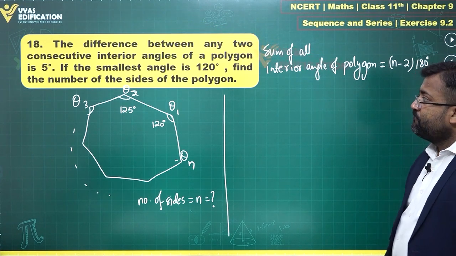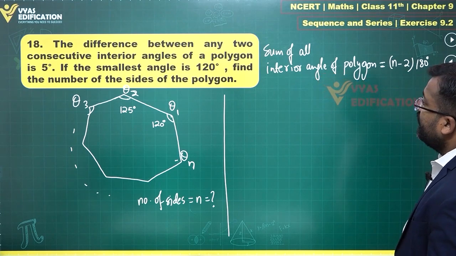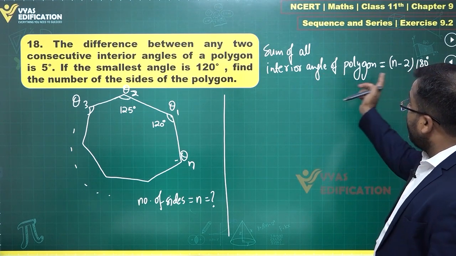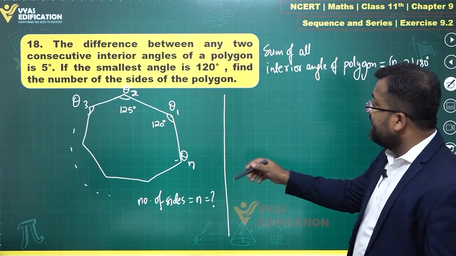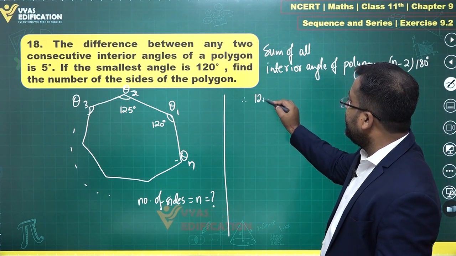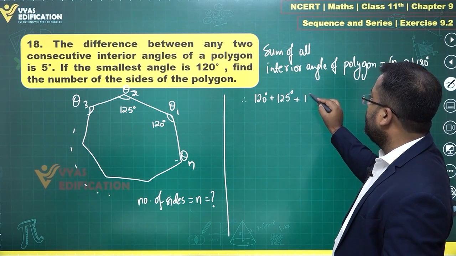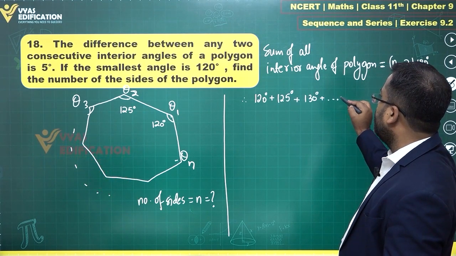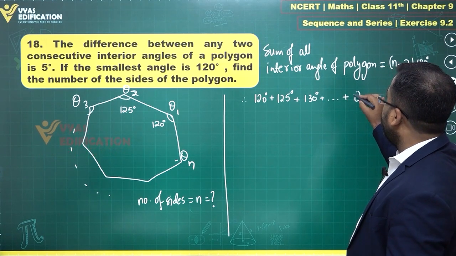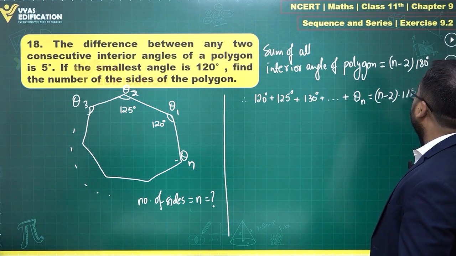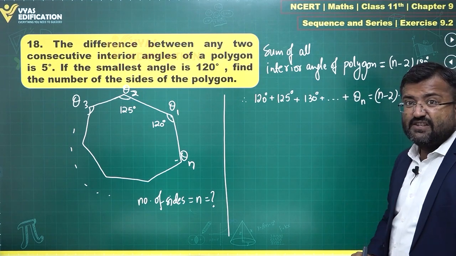Yes. Okay. What else? What else? Since you know this sum of all interior angles, you can easily say, therefore, 120 degree plus 125 degree plus 130 degree plus dot dot dot plus theta n is equal to n minus 2 into 180 degree. Can you say that? Yes.